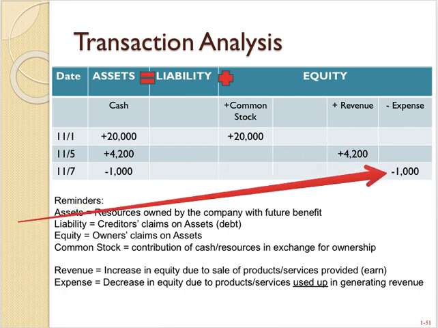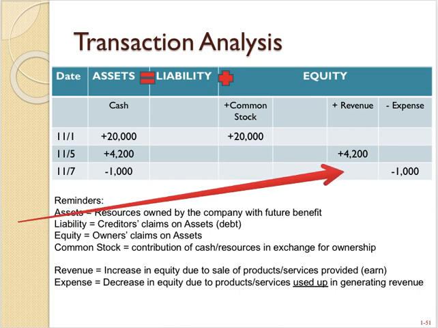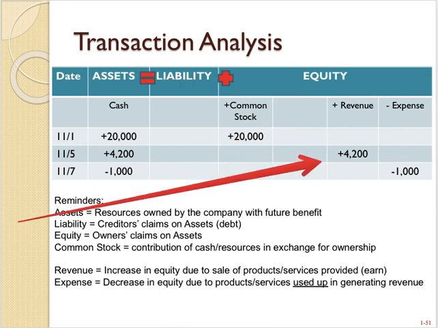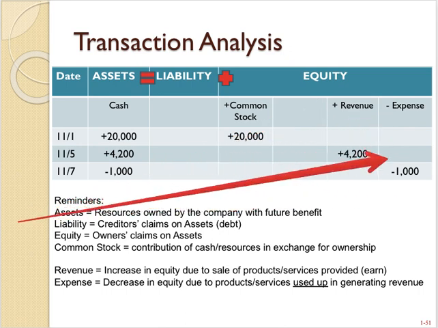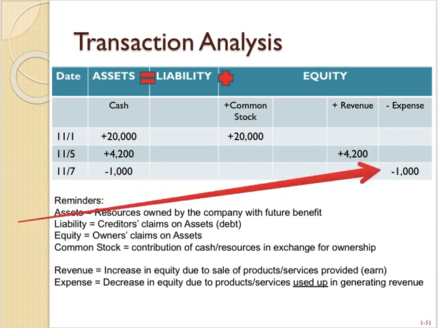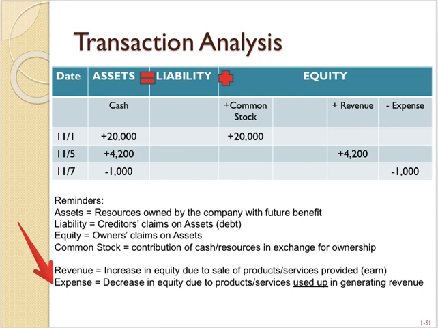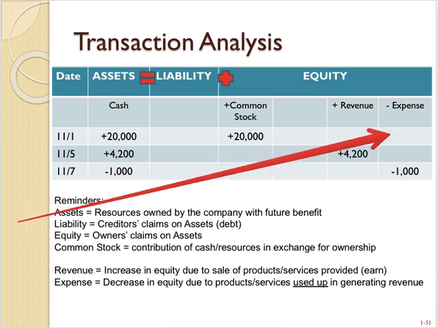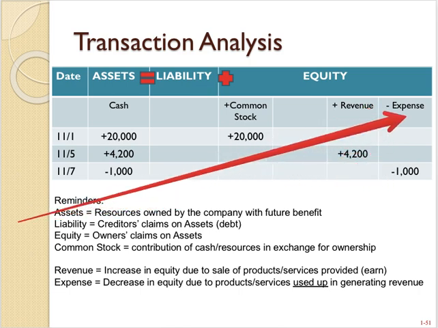But we don't show this negative in the same column as revenue because by definition, it's something different, right? By definition, revenue is increases in equity due to sale of products or services. Well, using rent is not that, and it's not the opposite of that. It's its own thing, and that thing is expense. By definition, expense is decrease in equity due to products or services used up in generating revenue. So those things that we use up are held in their own separate account category, which is expense.